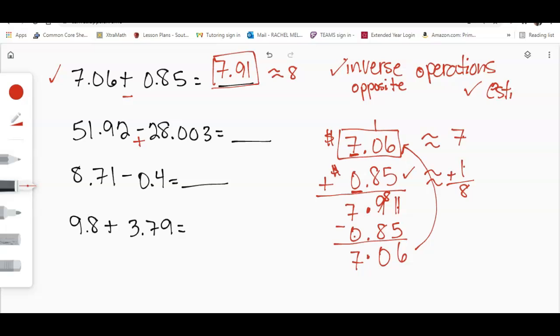Absolutely, because if I rounded to the nearest whole number, it would be 8. So I would say that I have a reasonable answer, and I know for sure it's true because not only did I check it with estimating, but I checked it with my inverse operation as well.